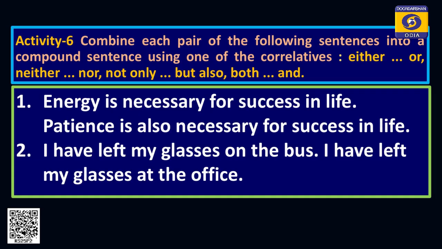Combine each pair of the following sentences into a compound sentence using one of the correlatives. I have already told you either or, neither nor, not only but also, both and. All these conjunctions, coordinators, they are called correlatives because they relate the alternatives. So, energy is necessary for success in life, patience is also necessary for success in life. We have to combine these two sentences. I have left my glasses on the bus, I have left my glasses at the office, right.